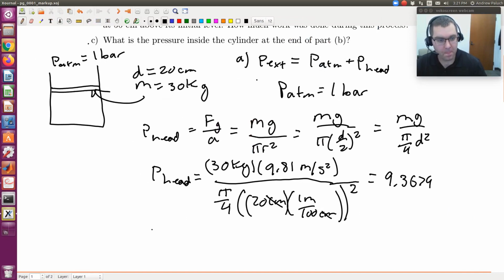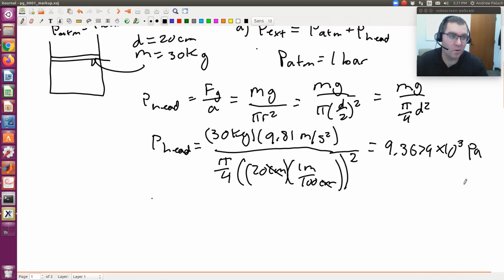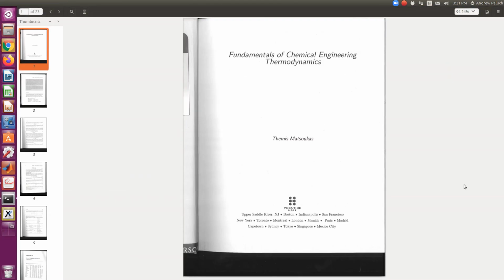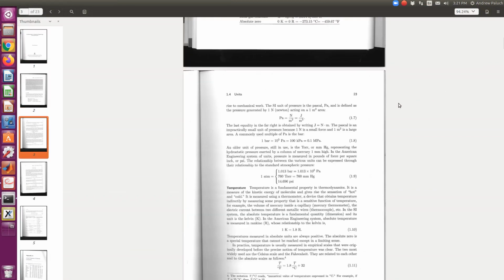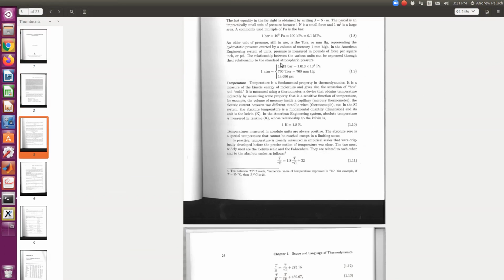9.3679 times 10 to the 3. Okay, and that's pascals. So that might seem large, it's a large number. But the key to remember is 1 bar is 1 times 10 to the 5 pascals. So here's our conversion. 1 bar is 1 times 10 to the 5 pascals.